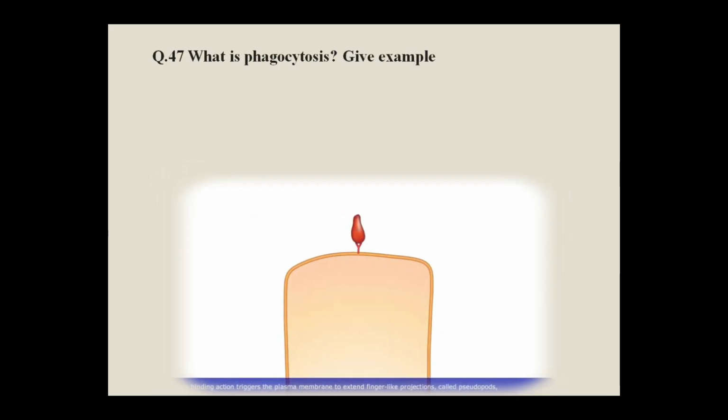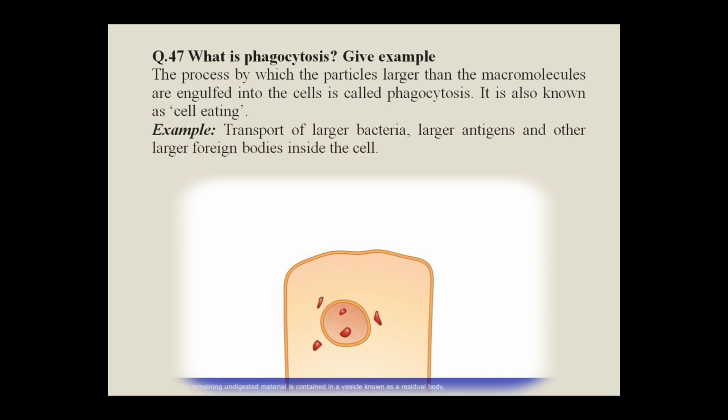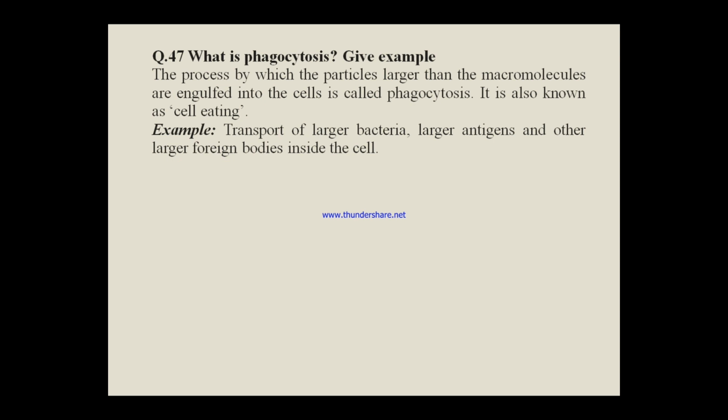What is phagocytosis? Can we explain with the help of an example? Yes. The process by which the particles larger than the macromolecules are engulfed into the cells is called phagocytosis. It is also known as cell eating. An example is transport of larger bacteria, larger antigens, and other larger foreign bodies inside the cell.